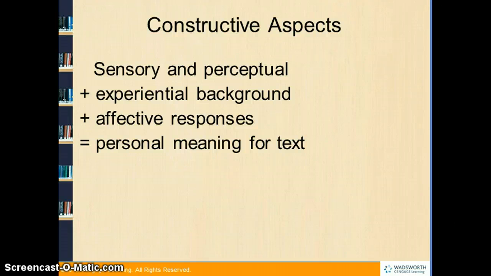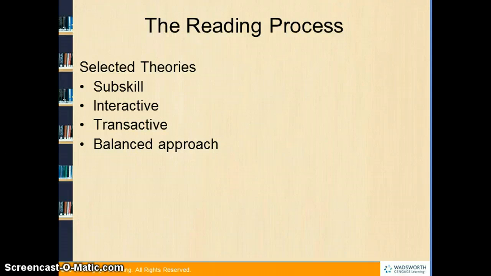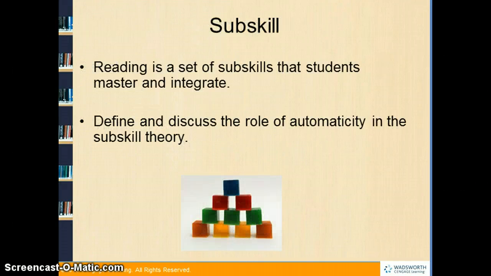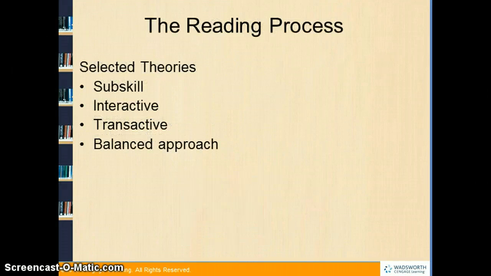So we just finished talking about some of the aspects involved in the process of reading, and now we're going to talk about some of the major theories associated with the reading process. The theories that they decided to talk about in this chapter were sub-skill theories, interactive theories, transactive theories, and taking a more balanced approach.